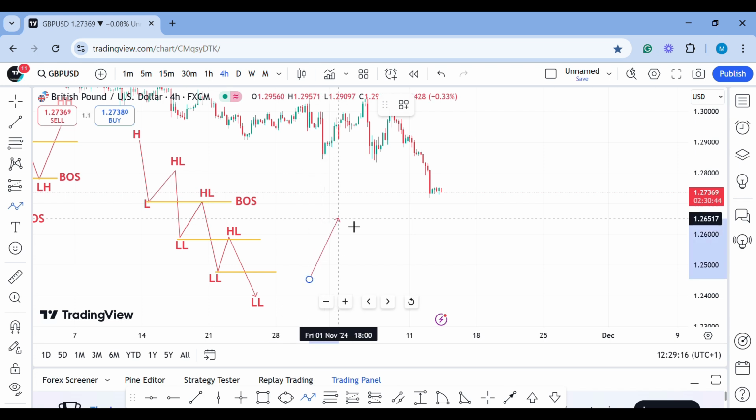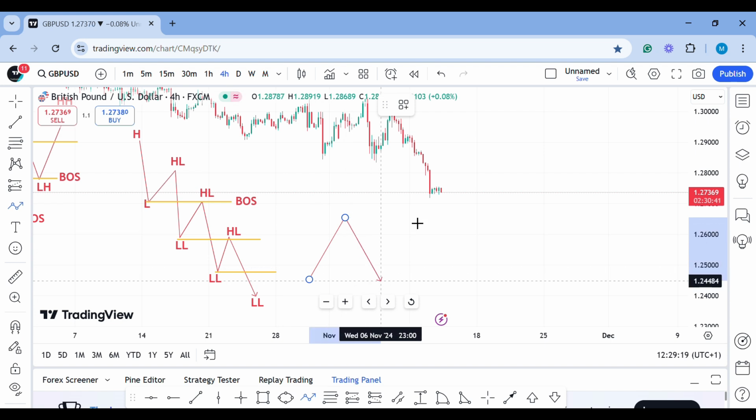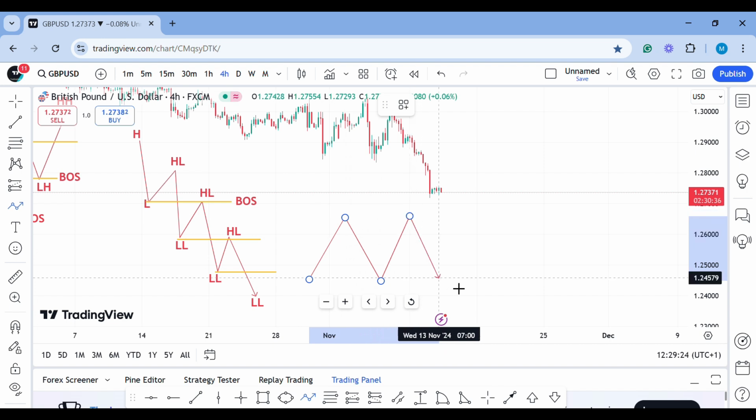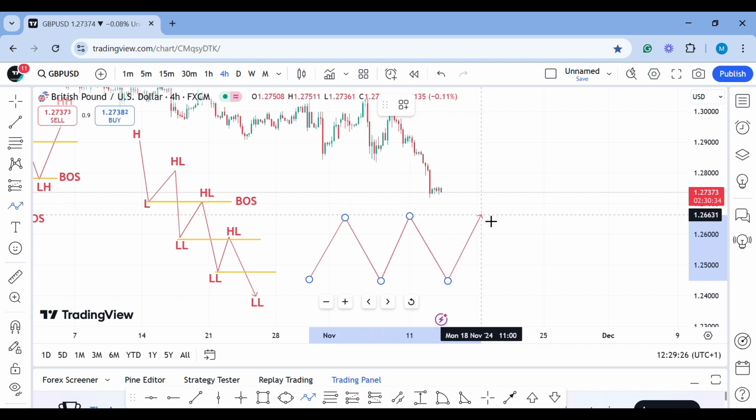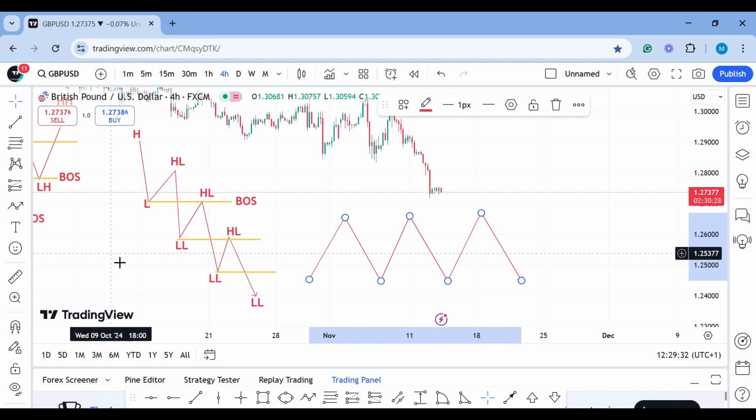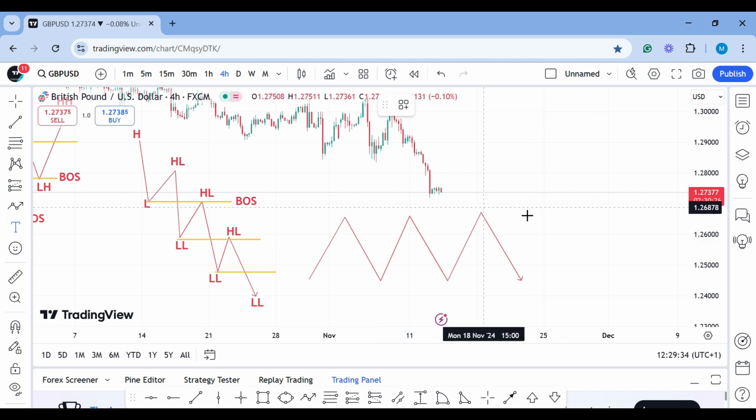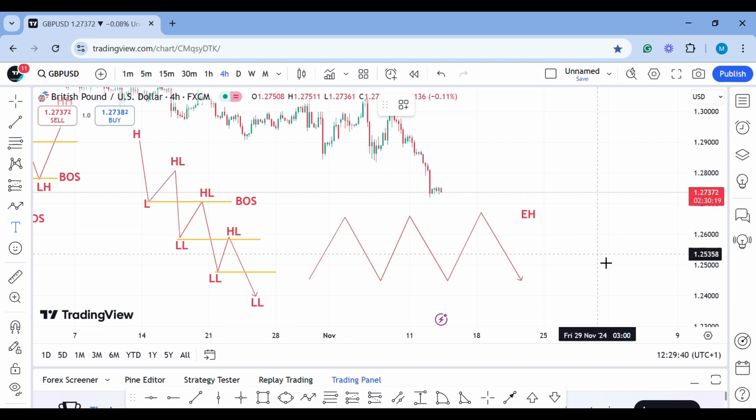While in a sideways or ranging market, this is what we see. You will see the market doing like this: equal high, equal low, equal high, equal low, equal high, equal low. There are some strategies that equal high, equal low.